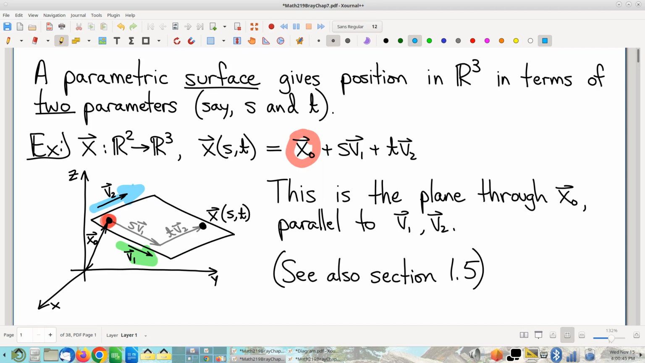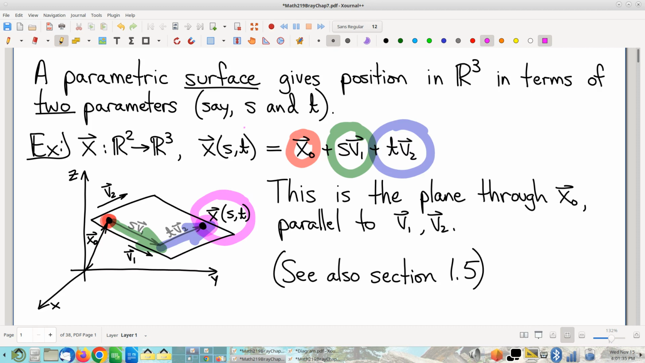How do I generate an arbitrary point on this plane given just what we have there? So the big idea is that from my red point, I can go arbitrarily far in the V1 direction by multiplying V1 by some parameter S. And then from there, I can go arbitrarily far in the V2 direction by scaling V2 by some parameter T. And so that does it, actually. Red plus dark green plus dark blue takes me from whatever given starting point I have, x0, and allows me to get to anywhere else in the plane that I want to be.